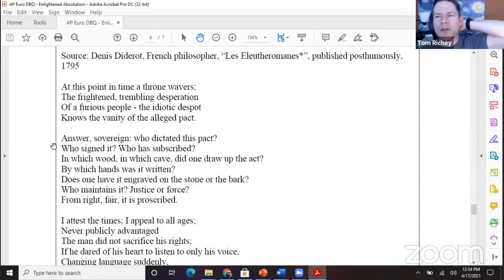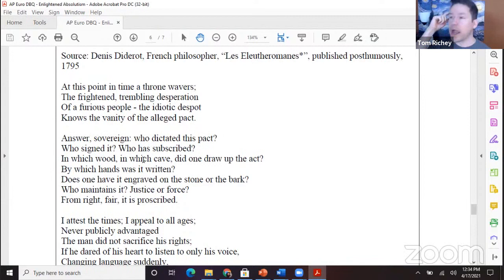So he is referring to social contract theory, right? Who made this? Now also, you could bring in Thomas Hobbes, as context or something like this. In which cave did one draw up the act, or even Locke. If you think about this, I think he's clearly influenced by Locke's idea of the social contract, that this must be drawn up by people. A legitimate government must be drawn up here.